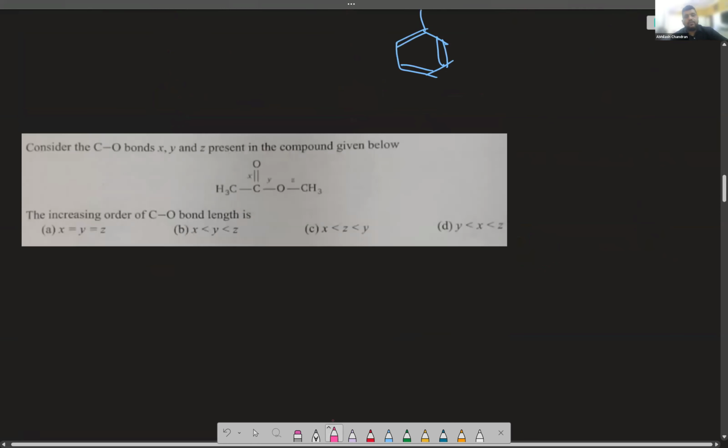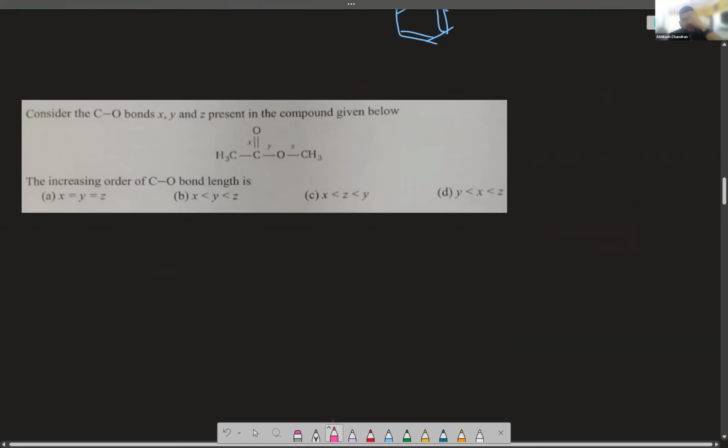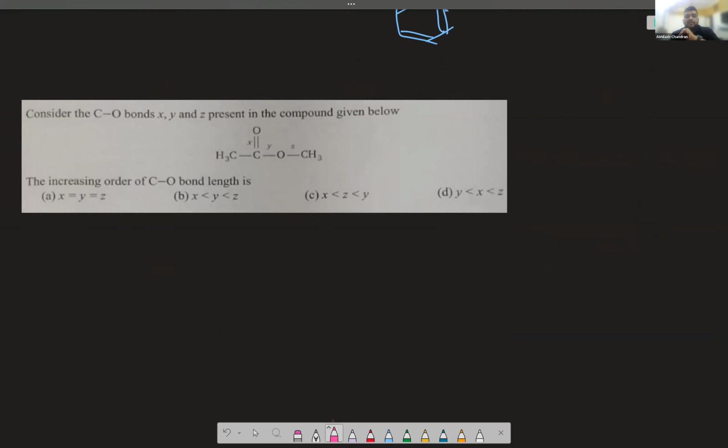Cool. The next question is again based on chemical bonding. You can think of it as based on hybridization, based on bonding. So, here we have CO bonds X, Y, and Z, and we have to look at the increasing order of carbon oxygen bond length, right? Yes, of course, resonance stabilization and all are going to come into the picture, but looking at this picture, we do see that the carbon oxygen X bond that is there is a double bond.